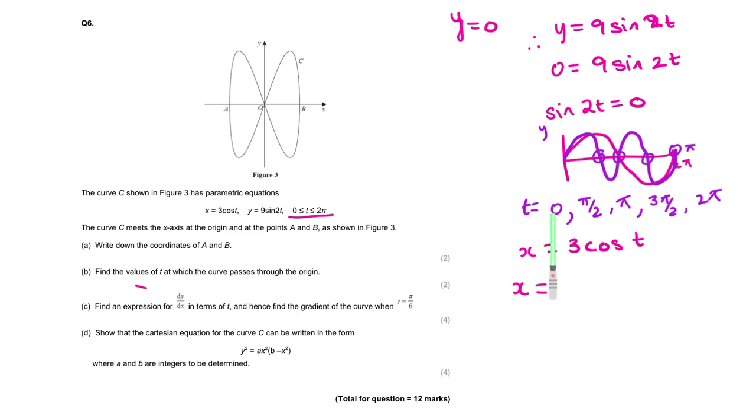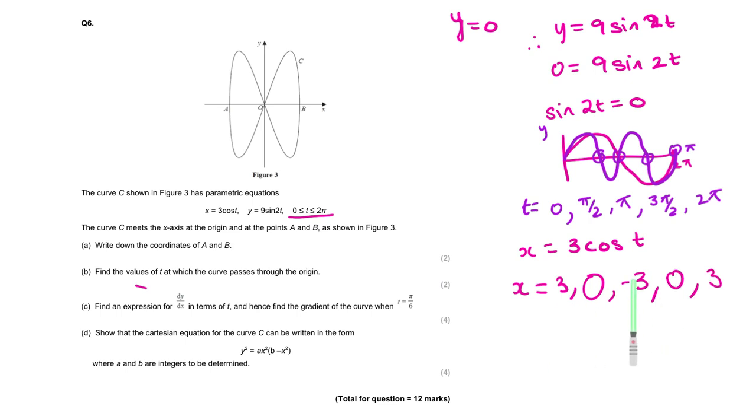Cos of 0 is 1, so that's 3. What is 3 cos of pi over 2? 0. What is 3 cos of pi? Minus 3. What is 3 cos of 3 pi over 2? 0. And what is 3 cos of 2 pi? 3.